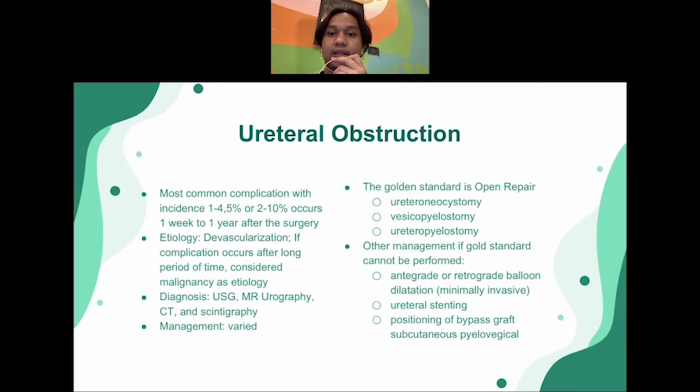When the gold standard cannot be performed, clinicians should consider other managements like antegrade or retrograde balloon dilatation for minimally invasive therapy, ureteral stenting, and positioning of a subcutaneous biological bypass graft for the invasive one.